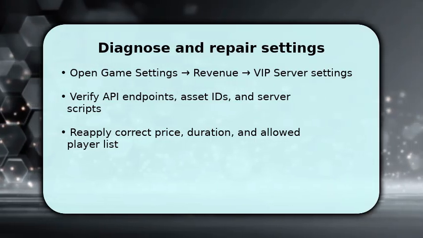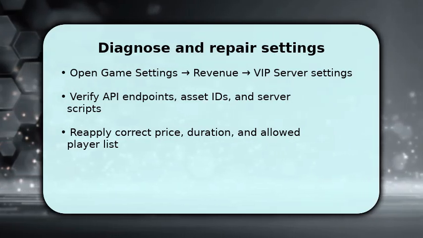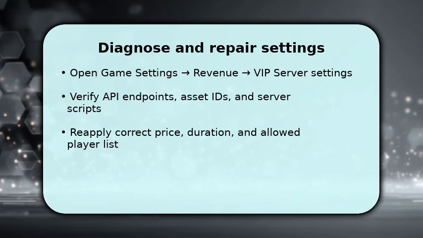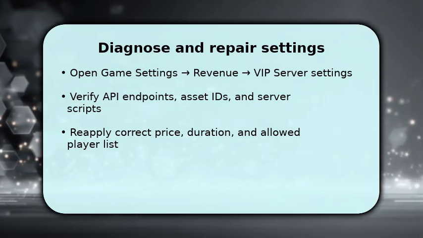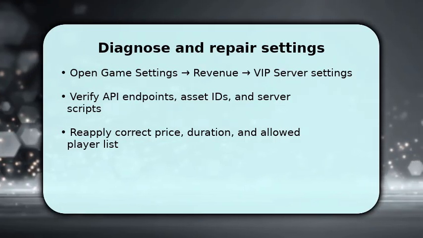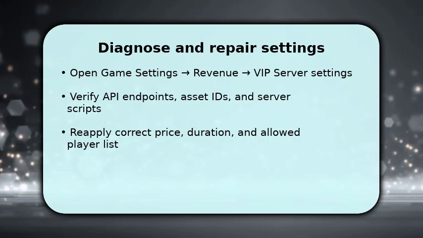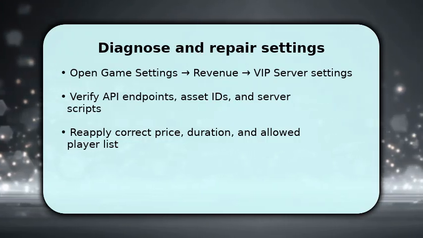Check server-side scripts for errors and confirm any referenced asset ID or API calls still exist, because broken references stop VIP creation. Re-enter the intended price and duration and rebuild the allowed players list if it was overwritten. Once corrected, publish a test version and create a VIP.